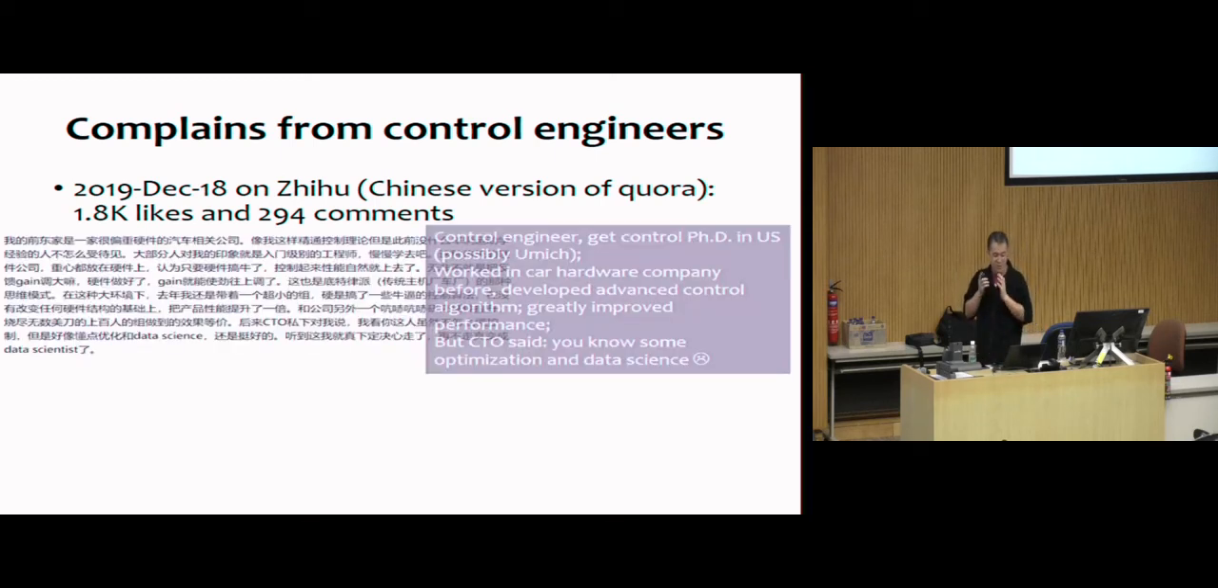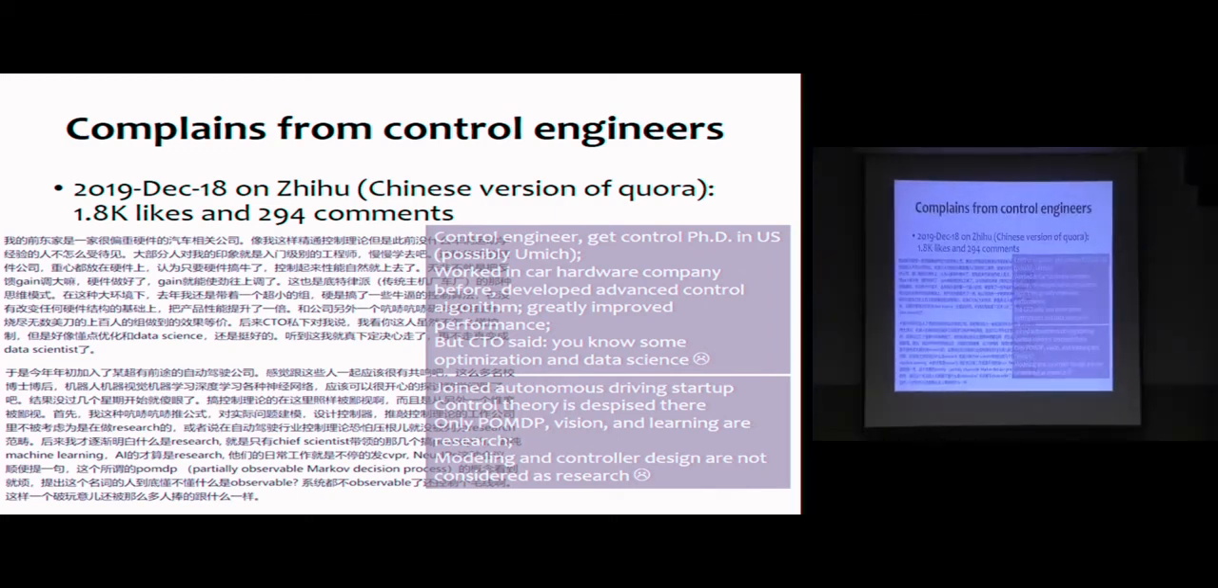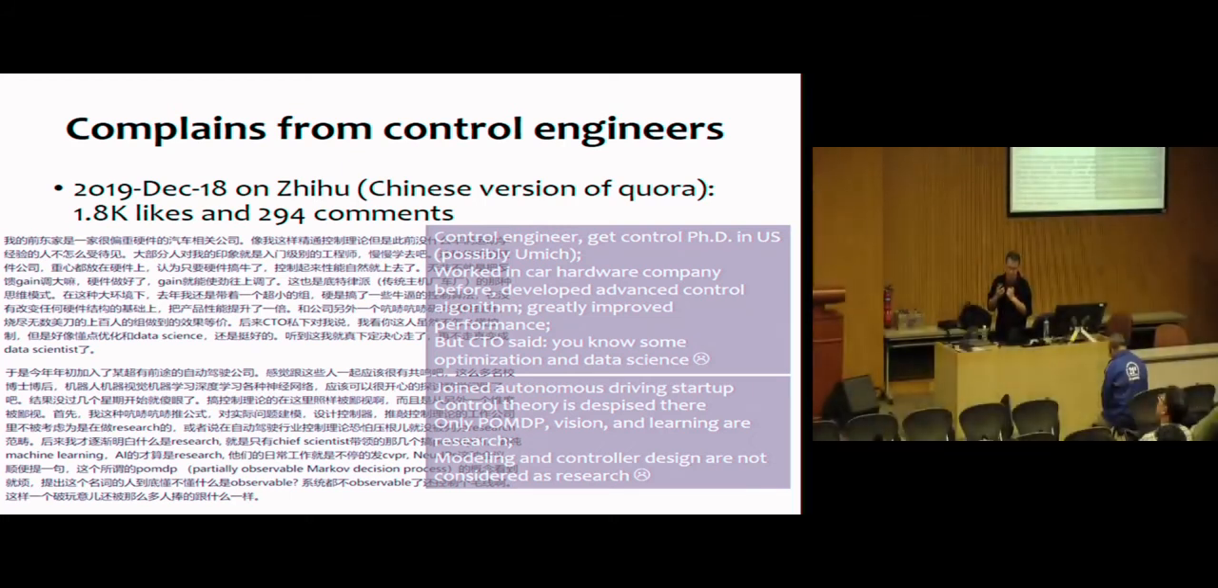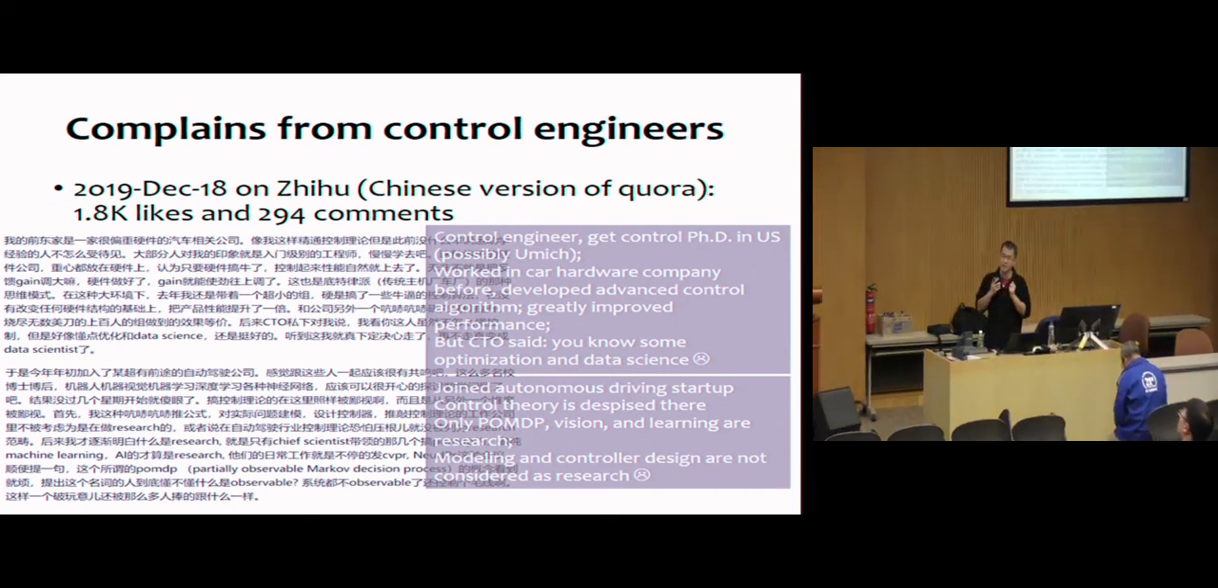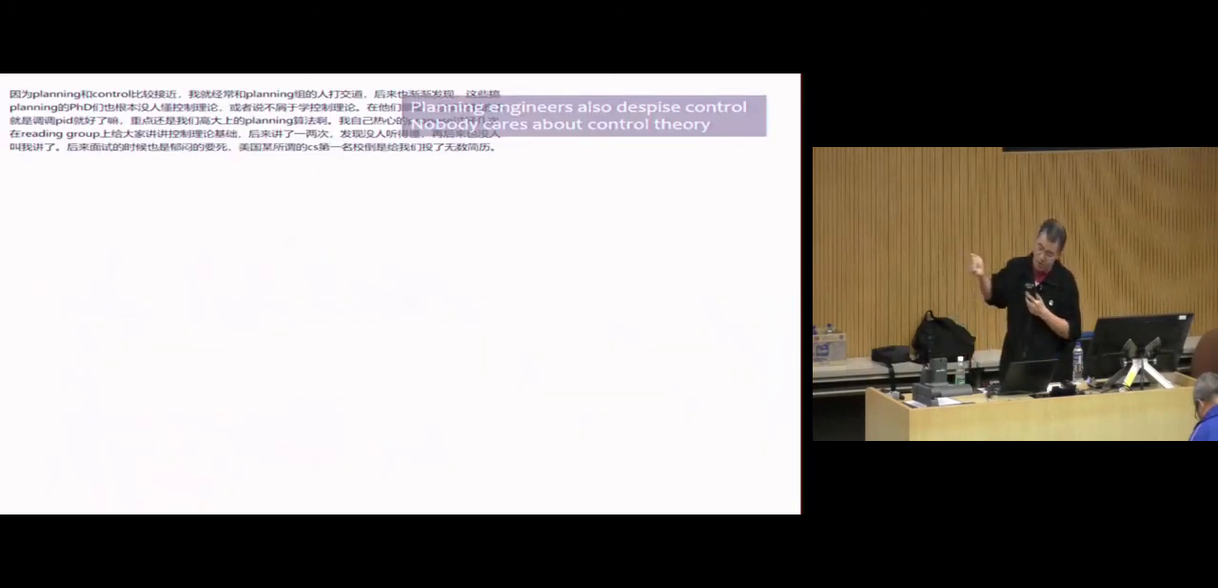This is some guy, a control engineer. He got a control PhD in the US and worked at a car factory, developing advanced control algorithms, and these algorithms indeed worked. However, the feedback from the CTO was that he doesn't know too much control, but knows some optimization and data science. He didn't like that because he is not an optimization or data science person. So he left the company and joined an autonomous driving startup, which is very hot recently. There he found that control theory is despised. In that company, only planning, vision, and learning are considered advanced topics, and modeling and control design are not. So he tried to talk with some planning engineers.